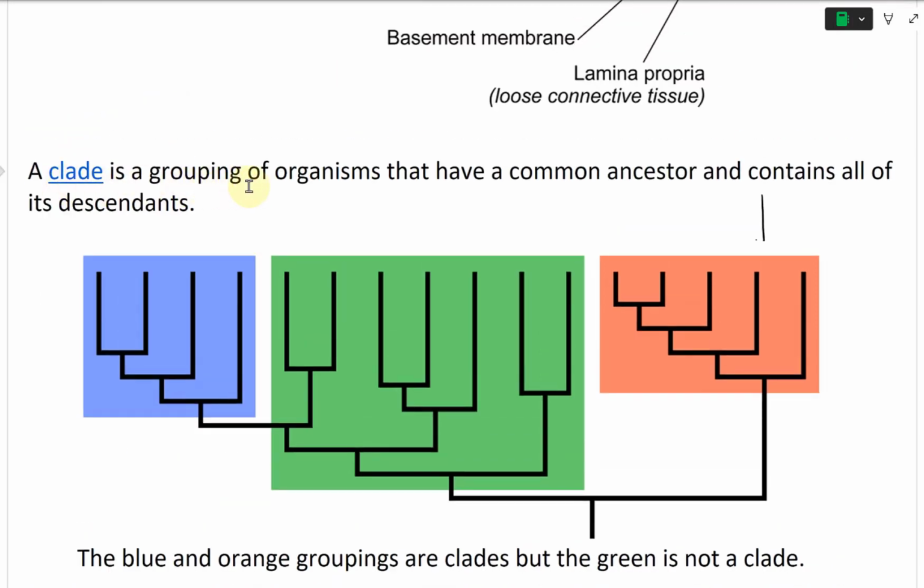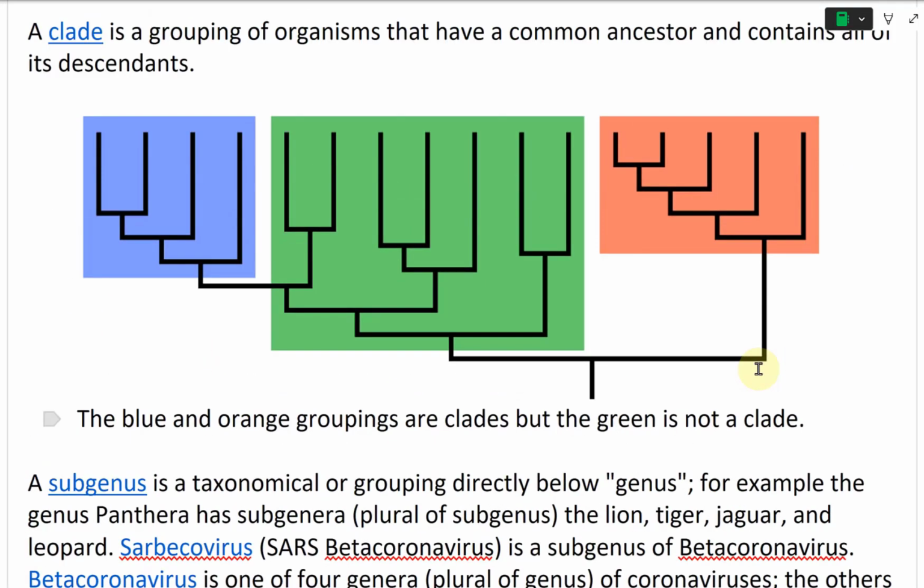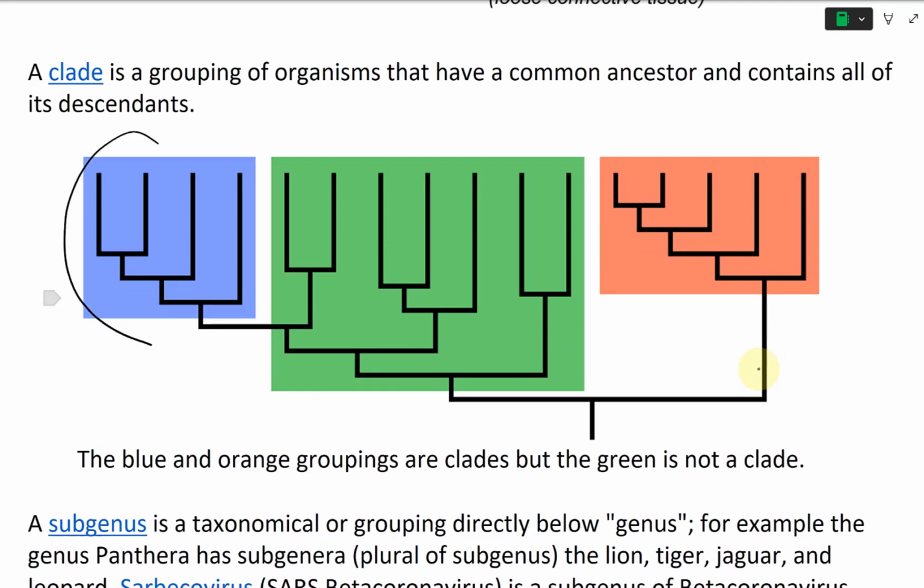And this is just a grouping of organisms that have a common ancestor and contains all of its descendants. For example, the blue and orange groupings are clades, but the green is not a clade. So in other words, this blue contains all of its descendants, so that is a clade. And likewise, the red also contains all of the descendants, that's called a clade. But the green is not, because there is this part right here. It does not contain this segment here.